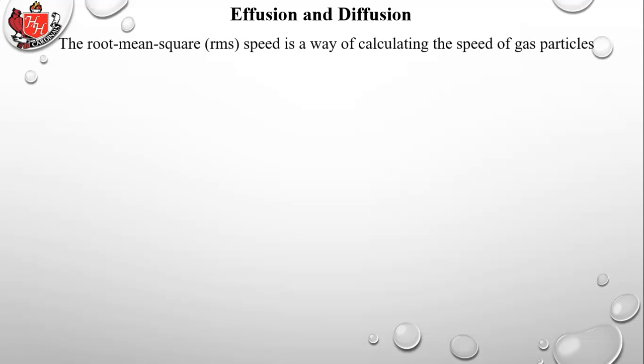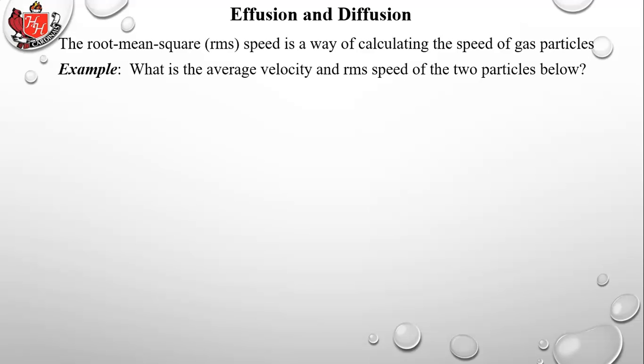Okay, root mean squared. You'll come across this in science oftentimes, and it's used to calculate the speed of gas molecules. It's called the root mean squared speed. So what is the average velocity and RMS speed, root mean squared speed, of the two particles below? So here come two gas particles. There they are. Okay, so we stopped them so you could see them.